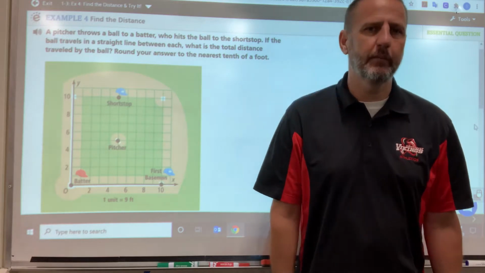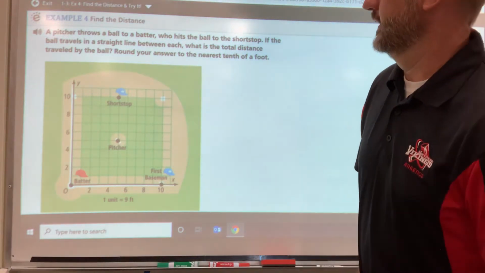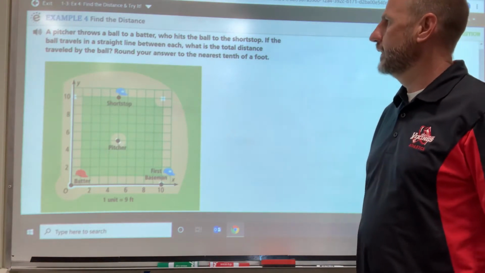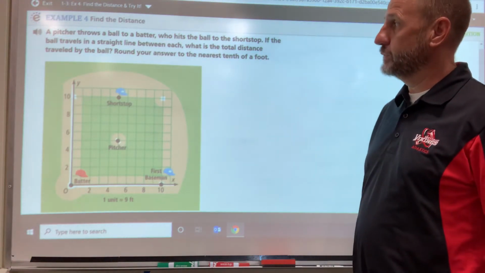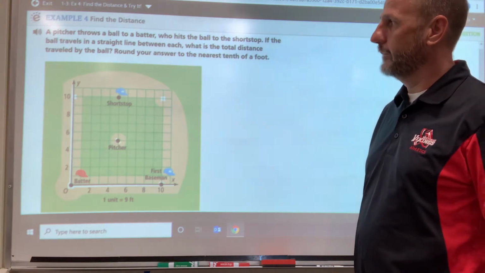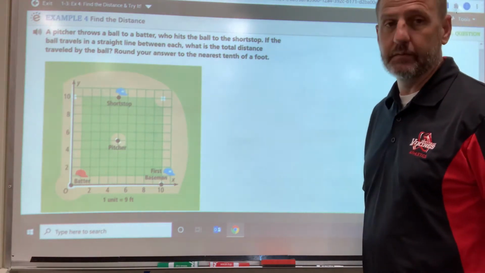So let's take you through the first thing we're going to be doing here, and that is to look at this problem behind me. It says here, a pitcher throws a ball to a batter who hits the ball to the shortstop. If the ball travels in a straight line between each, what is the total distance traveled by the ball? Round your answer to the nearest tenth of a foot.